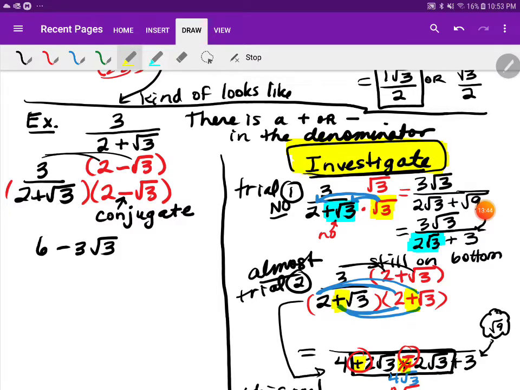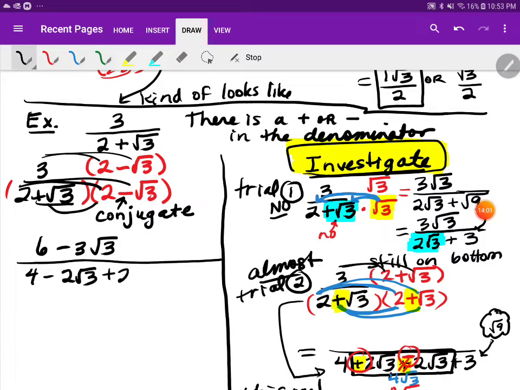But it's nice to know where it came from, especially if on the test you make an error and you're like, how come it didn't cancel? And then maybe you'll think, oh, I have to make them opposite. Okay, so 2 times 2 is 4. 2 times negative radical 3 is negative 2 radical 3. Positive radical 3 times 2 is plus 2 radical 3. Positive radical 3 times negative radical 3 is negative radical 9.